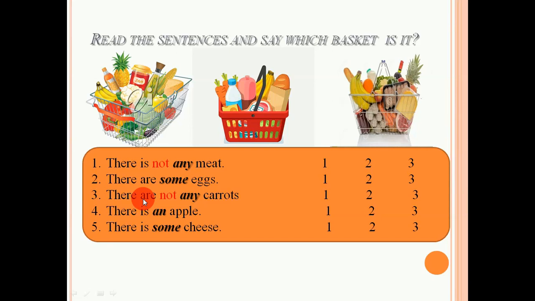شوفوا الجملة رقم 1 والجملة رقم 3. There is not any meat. There are not any carrots. What is the common thing in between? وشنو الحاجة المشتركة ما بيناتهم؟ Both of them are in the negative form. الجملتين في صيغة النفي، في زوج فيهم not. اوكي، وش الحاجة الأخرى المشتركة فيهم؟ Any.